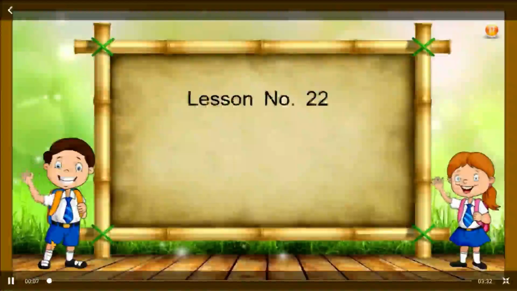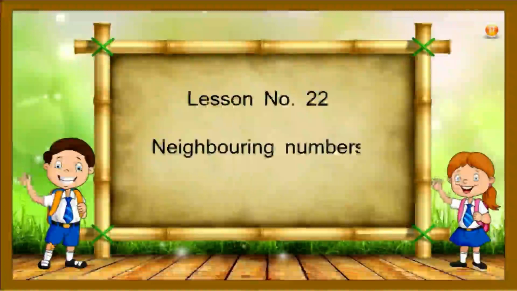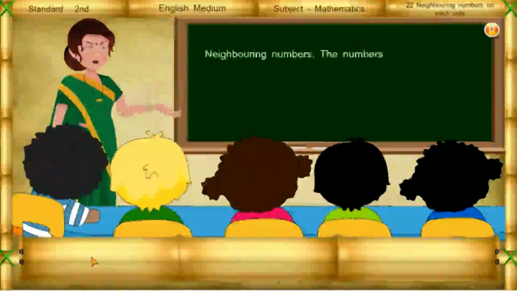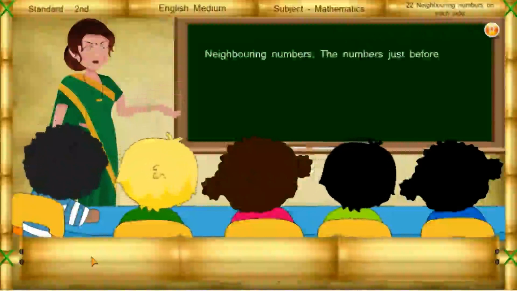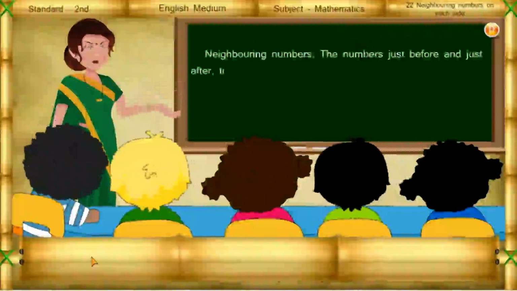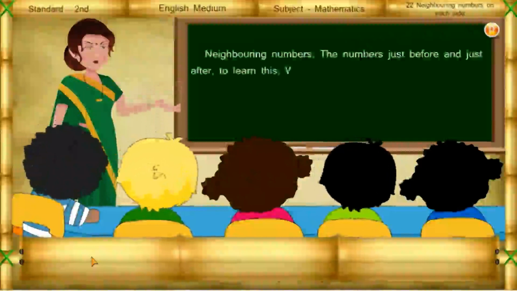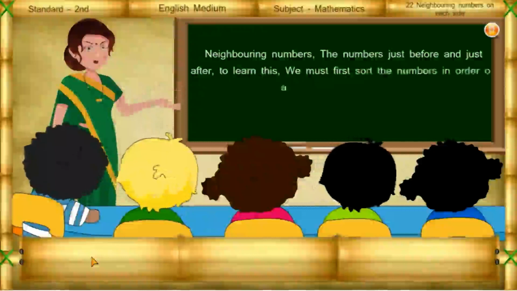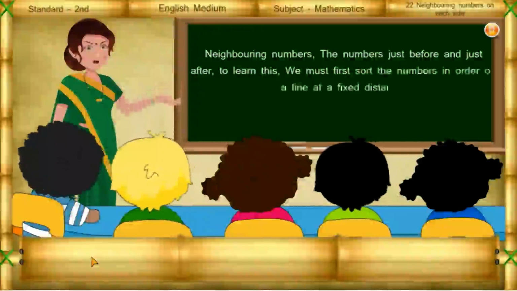Lesson number 22. Neighboring numbers on each side. Neighboring numbers. The numbers just before and just after. To learn this, we must first sort the numbers in order on a line at a fixed distance.